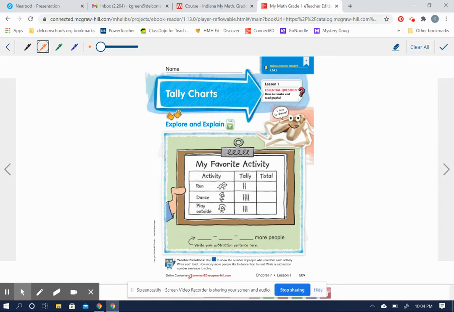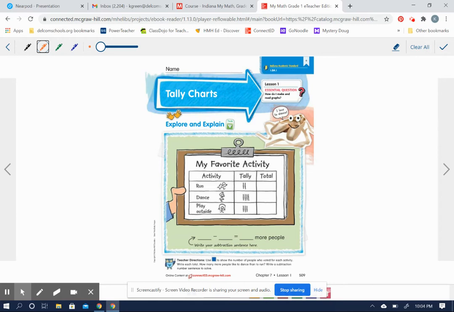I know in my class, we have used tally charts when we have taken a vote, like when we take a vote on how we want to spend our reward for Dojo points. We go around the room and we take votes and we use tally marks in order to organize our information and come to an agreement. So that's what we're going to do today.